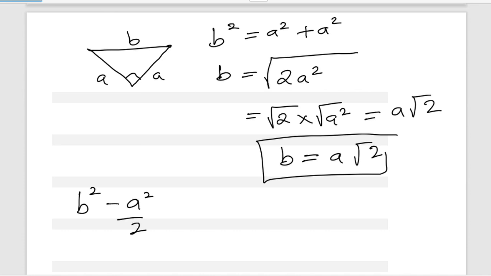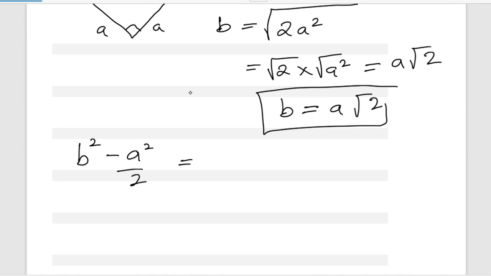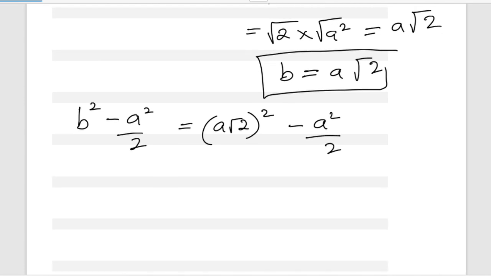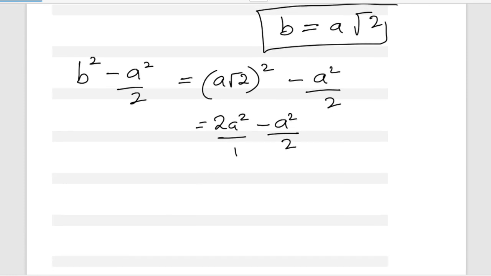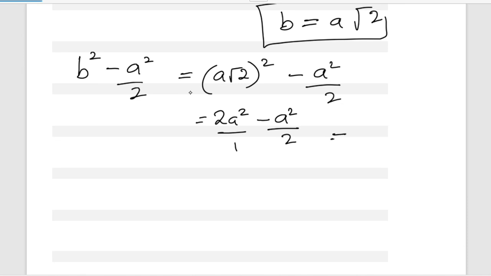But b is a root 2. So this is going to be a root 2 all squared minus a squared over 2. And what is this? This is simply 2a squared minus a squared over 2. What's the LCM here? This is going to give us 4a squared minus a squared, and this is 3a squared over 2.